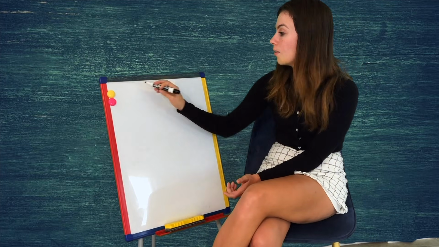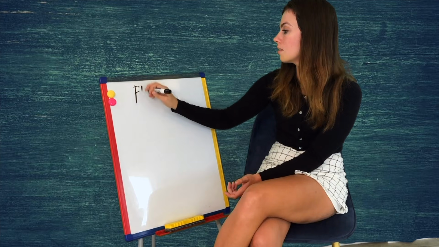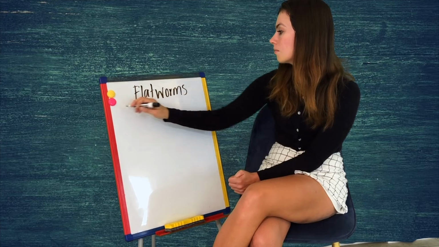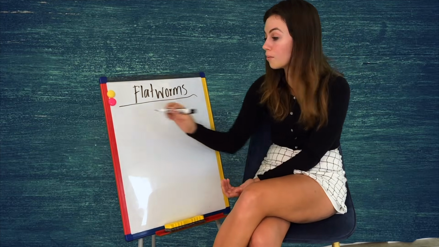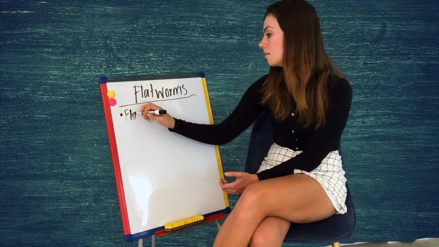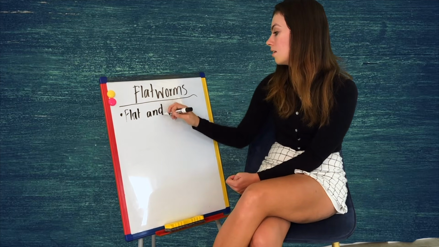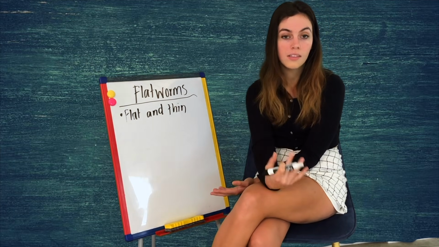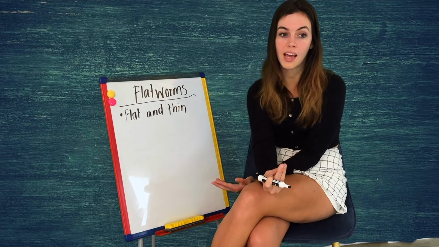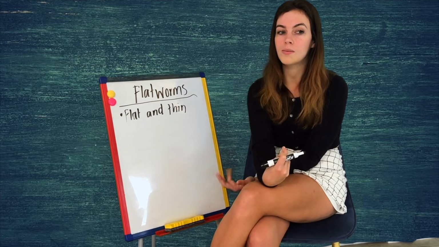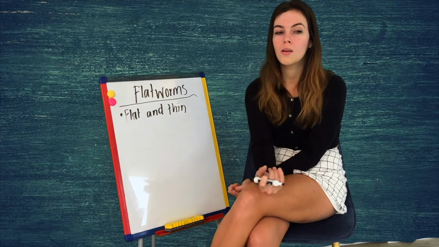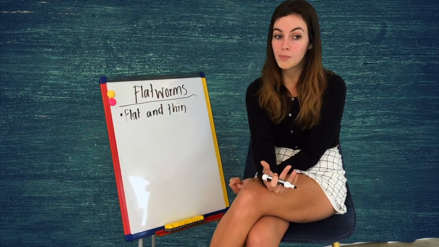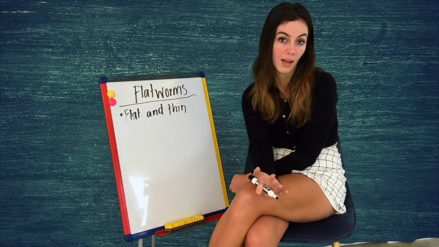The next category are flatworms. So flatworms are flat and thin. They have a bilateral symmetry where the right and left halves are the same. There's about 18,000 species. Most are parasites, so they live on another animal. The tapeworm is an example of a flatworm.